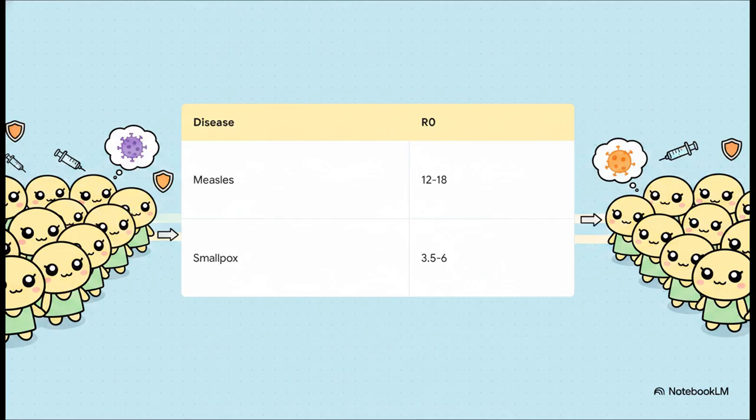It is insanely contagious. The rule of thumb here is simple. The more contagious a disease is, the higher the percentage of individuals who must be immune to achieve herd immunity and stop the spread. So measles demands a significantly denser wall of immunized people than smallpox does.